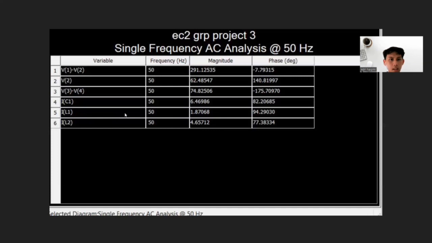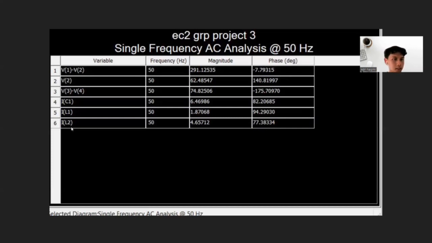Next is inductor current 1.87, and the phase is 94.3. So for the calculation, we get 1.88. For the phase is negative 85.72. They are slightly different, but a small one.